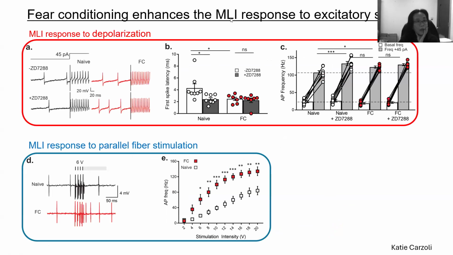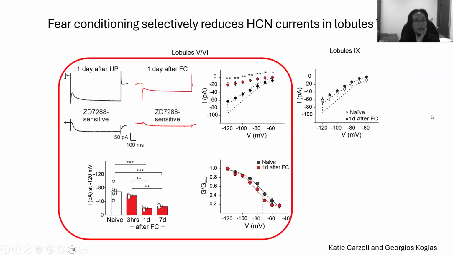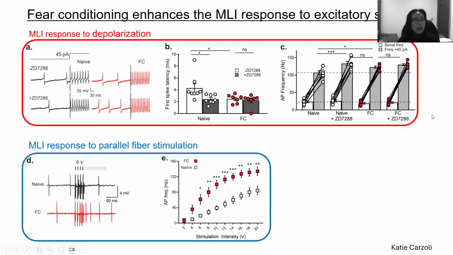And now Katie looked at the molecular layer interneuron response to excitatory stimulation. So first, she did a current clamp recording, injecting 45 picoamp currents into stellate cells. In the naive animal, it evokes action potential firing.